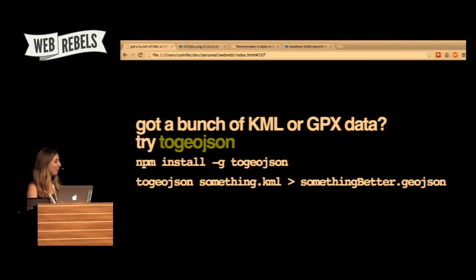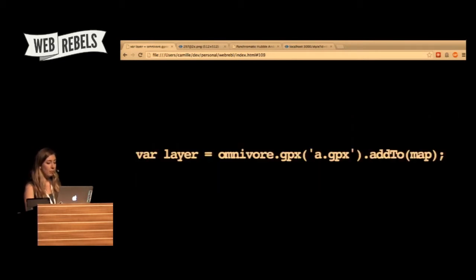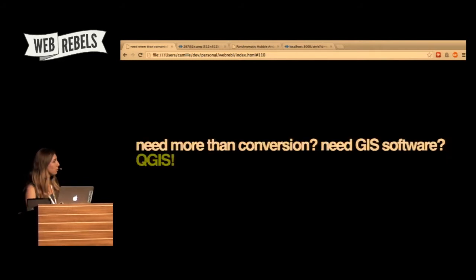And then if you want to stay in node land, you want to just stay in this warm, friendly node universe, you can use togeojson, but I think it only works with KML and GPX data. And if you want to just convert your data on the client side, you can use leaflet-omnivore. And it's as easy as that. It will just kick out your data in a form that Leaflet or Mapbox can parse. And if you really need to be converting your data and you want to be working with projections, use QGIS.